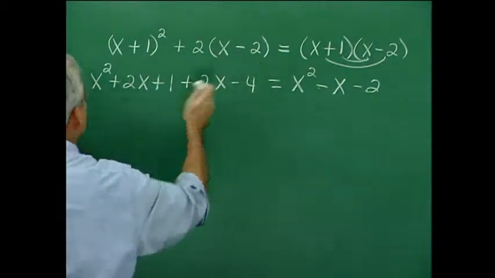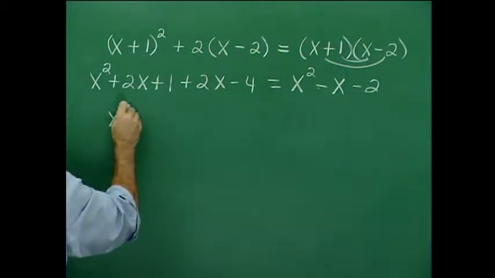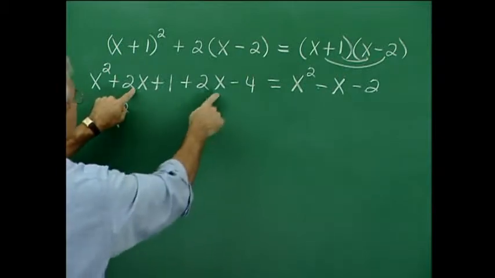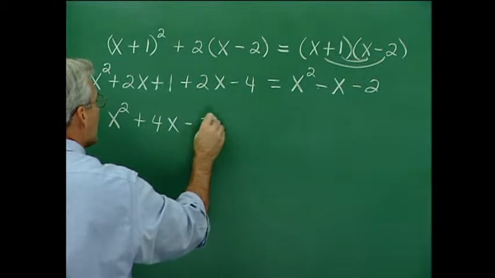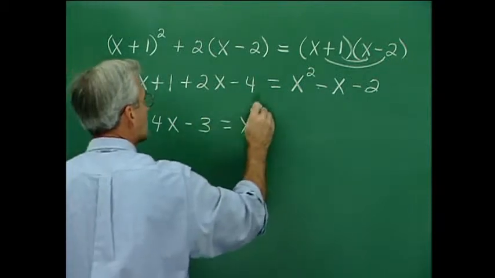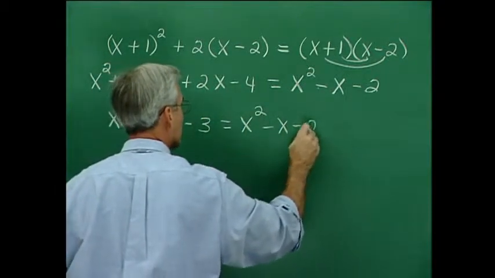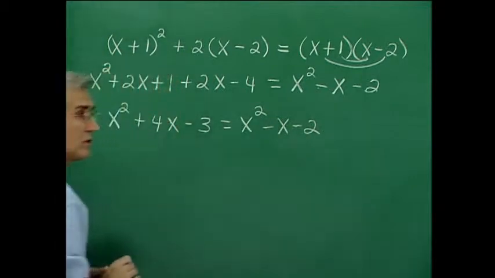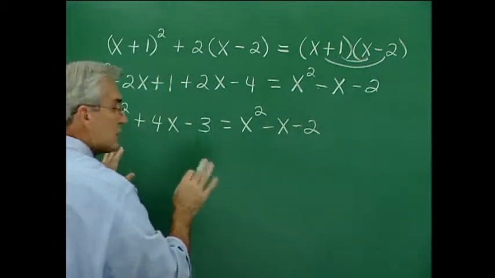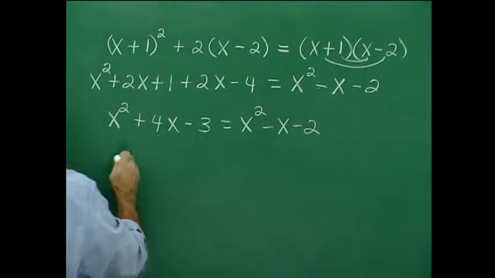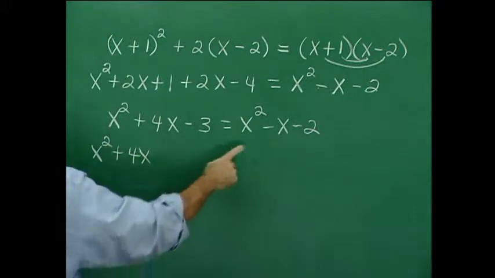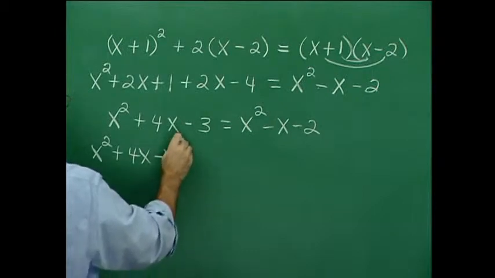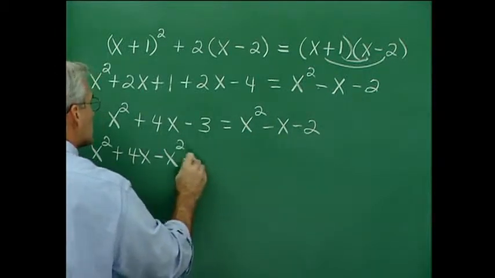I have some collection to do over here. I've got only one term that is second degree. I'll bring it down. 2x plus 2x is 4x, and then 1 minus 4 is minus 3. And on the right I have x squared minus x minus 2. Looks like we have a different kind of equation here, but we really don't because it kind of degenerates very quickly. Let's put the terms involving x on one side. I'll leave the x squared plus 4x over here. I'm going to subtract x squared on both sides, and I'm going to add x on both sides.